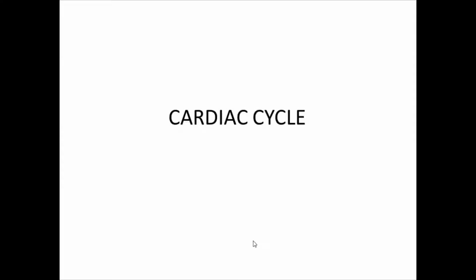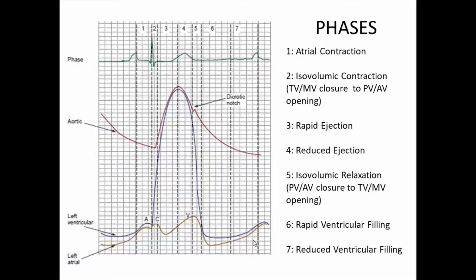So for the left heart catheterization, we have just to review the cardiac cycle. Here is the cardiac cycle, the ECG. We have the aorta, LV, and left atrium. Just taking the phases of the cardiac cycle, we have atrial contraction.